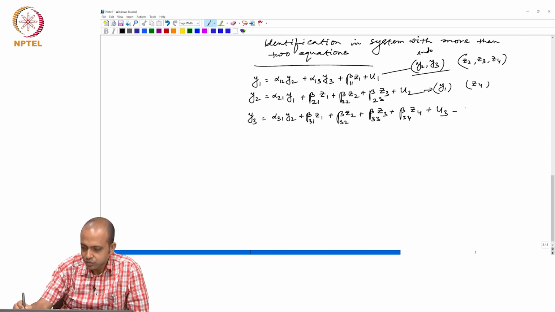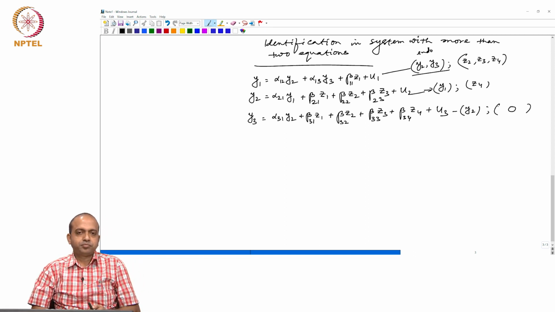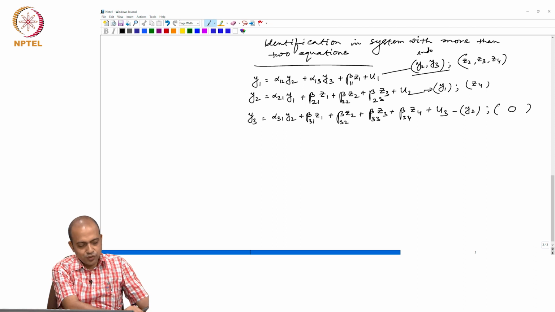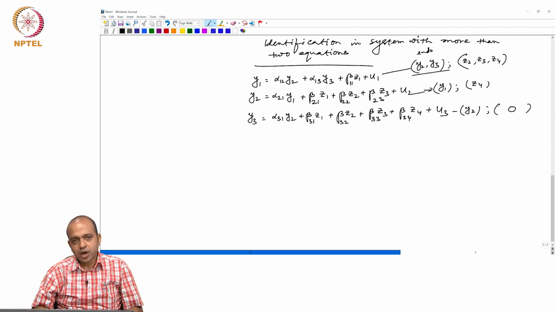Third equation, y2 is the endogenous variable. And what is your excluded variable? See, z1, z2, z3, z4, everything is there. So, excluded variable is 0. There is no variable which is excluded from the third equation. So, order condition is not satisfied. Okay, order condition is not satisfied. So, you have to think in this way to tell which equation is identified, which equation is not.